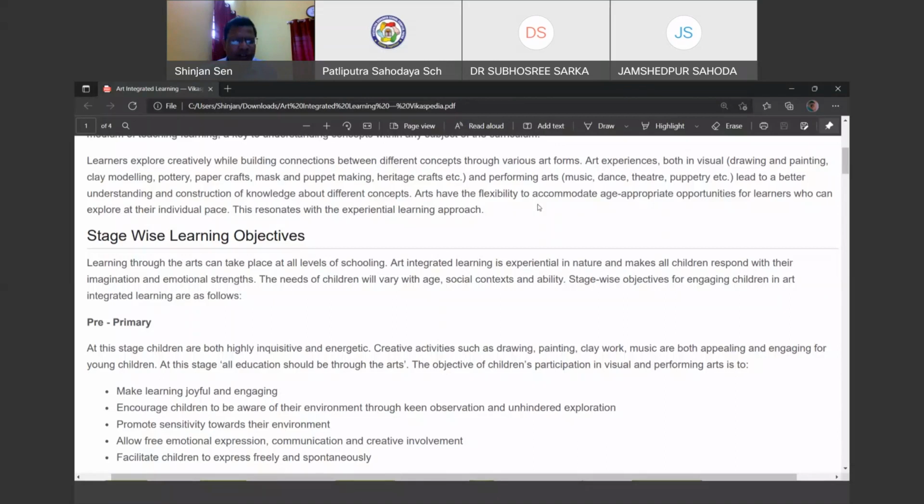Today when I was in the school, some 3-4 little cute girls of LKG came to me and started showing me different forms of art. Somebody drew a parrot, somebody drew a flower, and they were showing me, sir, this is a parrot. Parrot is green in color. So this is the way they learn. It happened to me in the morning itself. So at this stage, children are very inquisitive and very energetic. Creative activities such as drawing, painting, clay work, music are both appealing and engaging for young children. Yes.